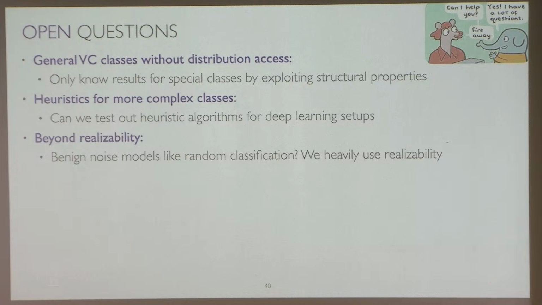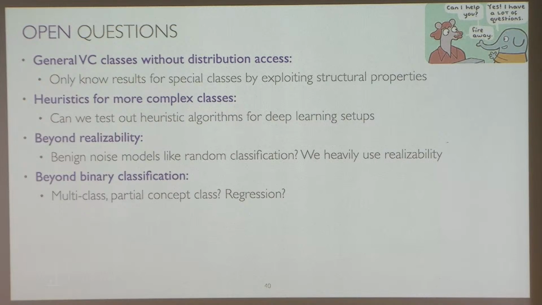Beyond realizability, of course, I was assuming strong realizability because it was all on version classes. And once I get noise, it's a little bit hard to deal with. Maybe random classification noise you could still handle because you could still get some approximate guarantees. But I don't know how you could handle any other kind of noise. So try to see what noisy setups do here.